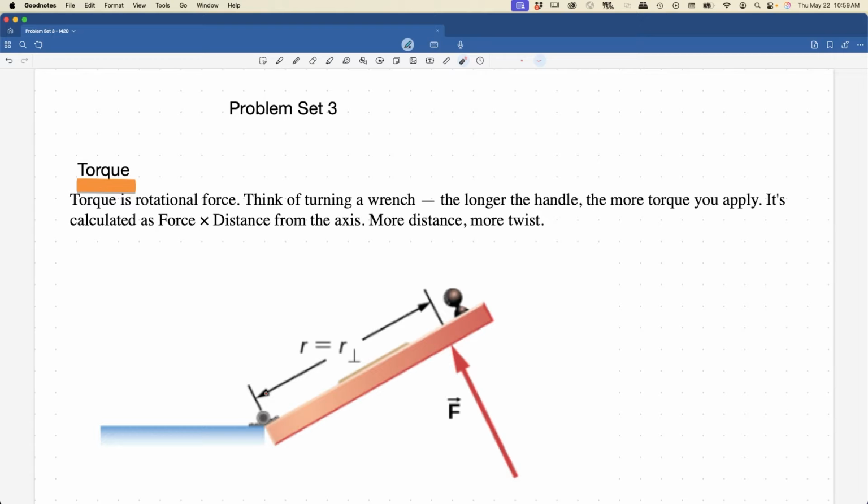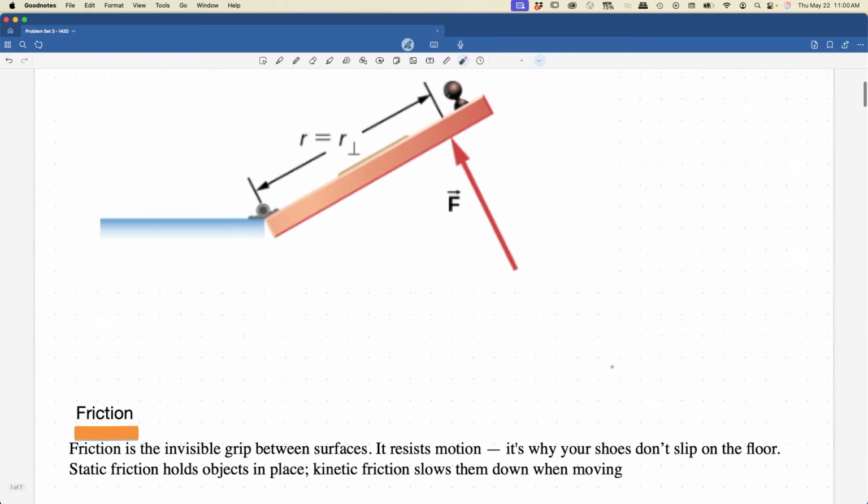It is that simple. So the most important thing to understand is that when you calculate the torque, the force taken and the distance from the axis of the force, they must be at right angles, or they must be perpendicular. So that is torque.